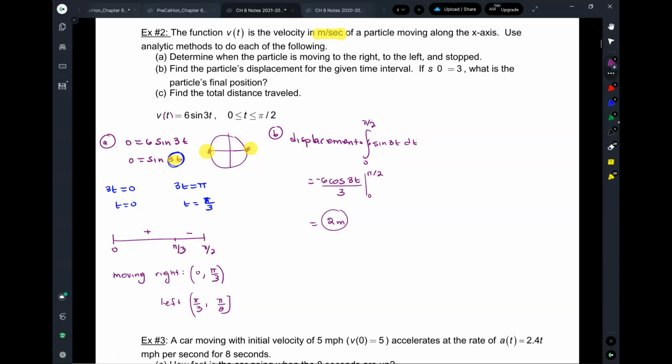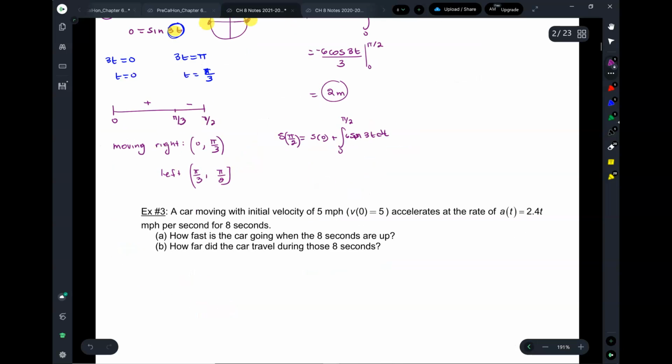What is the particle's final position? Well, s of 0 is equal to 3. So the final position, s of pi over 2, let's get used to writing in that notation, is equal to s of 0 plus the integral. You should show this step. The integral of 6 sine 3t dt. So this is equal to 3 plus 2, 5 meters.